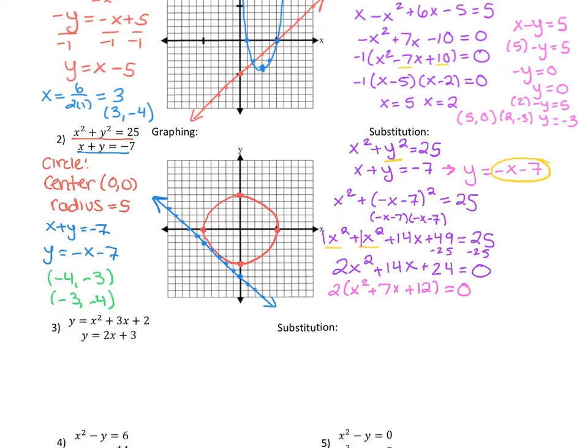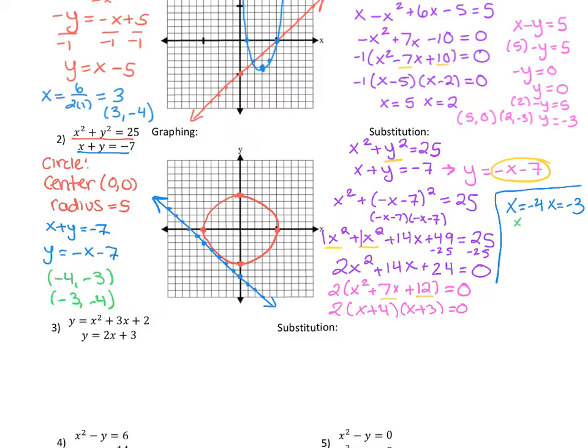So now I need to think about two numbers that multiply to 12 but add to 7. And those are going to be 4 and 3. So my two solutions are going to be x equals -4 and x equals -3. But remember, we need x's and y's. So I am going to take those numbers and I'm going to substitute them back into my equation. And I always am going to use the original equation just in case I made a mistake solving.